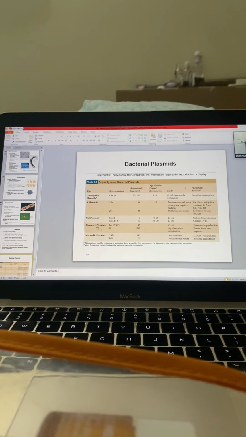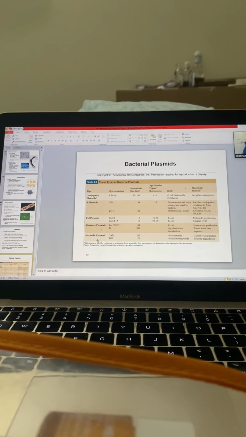Then we have virulence plasmids, which are also very interesting, and you may have heard of the Ti plasmid if you've studied it in your genetics class. Ti plasmids are studied there. It's found in Agrobacterium tumefaciens, and this, of course, produces tumors in plants, and this is a virulence plasmid. We have an enterotoxin producing plasmid also. We call it Ent, which is also a large plasmid found in E. coli.